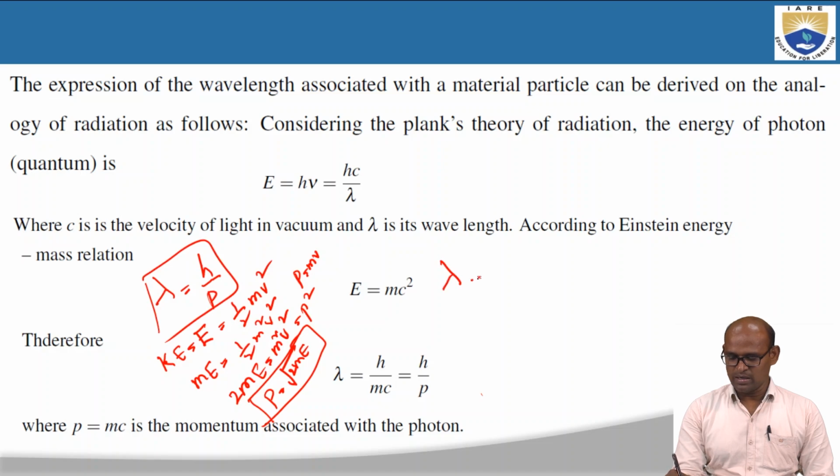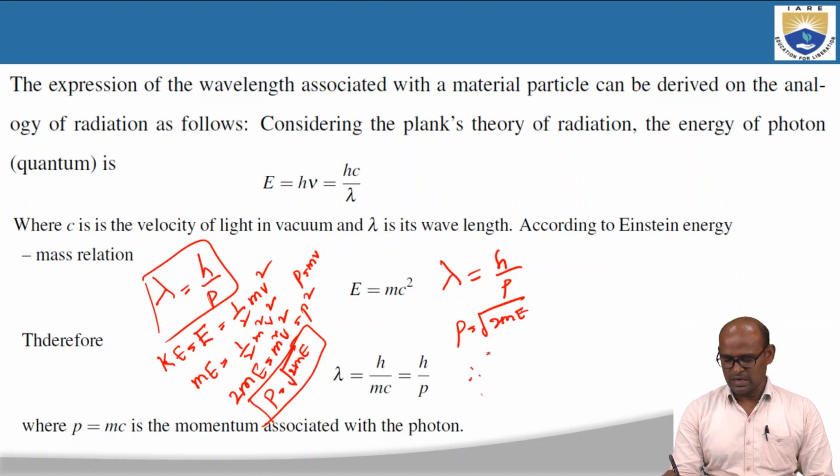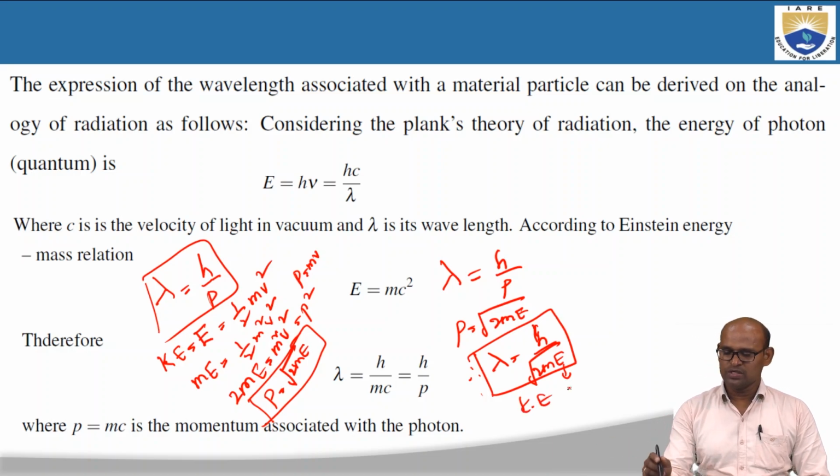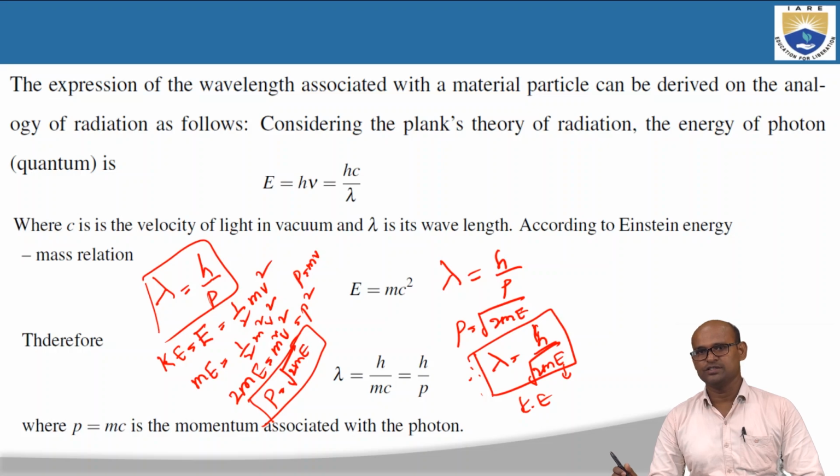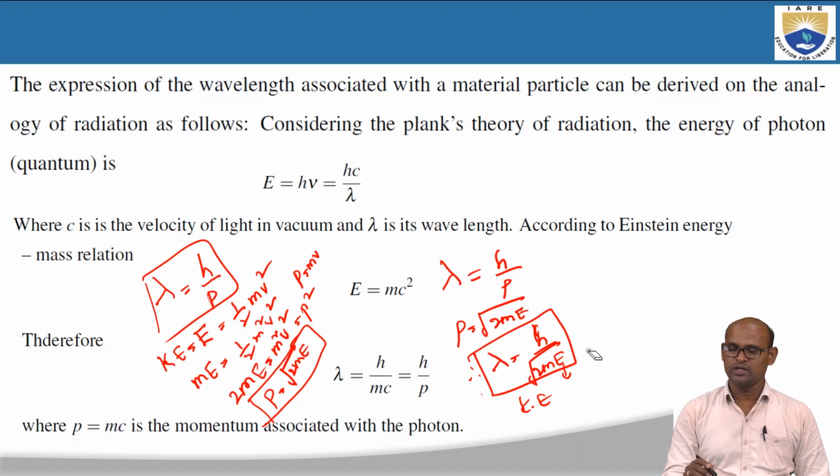Lambda is equal to h by p, but p is equal to square root 2mE. So therefore lambda will be h by square root 2mE, where E is kinetic energy. Using Planck's and Einstein relations, we have proved that the wavelength associated with this particle is lambda equal to h by p, or we can write this momentum in terms of kinetic energy. So lambda will be equal to h by square root 2mE, where E is the kinetic energy.